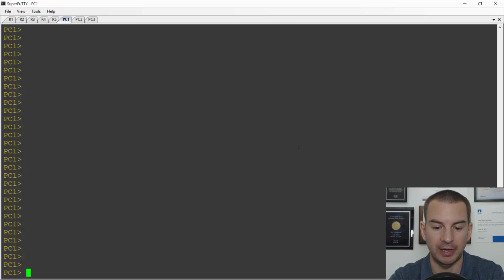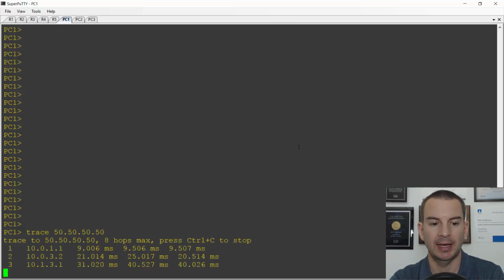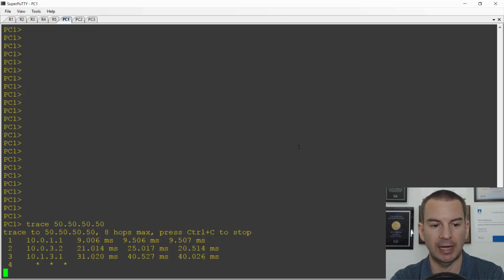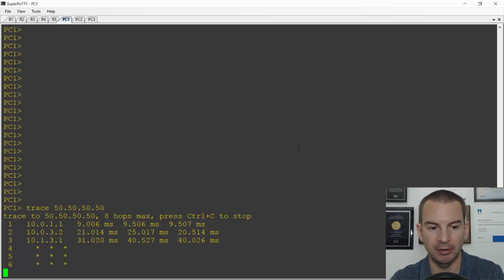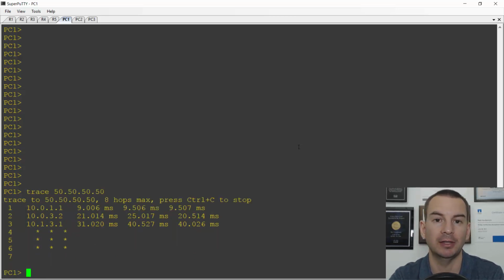So let's verify that. So from PC1, I'll do a trace, and I'll just make up a public IP address. So let's do a trace to 50.50.50.50. And I see that that is going via 10.0.3.2, which is R5 on the bottom path. So I'll break out of that, and I should see the other half of my traffic going via R2, which is at 10.0.0.2.